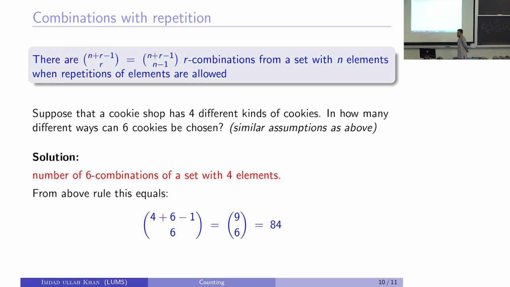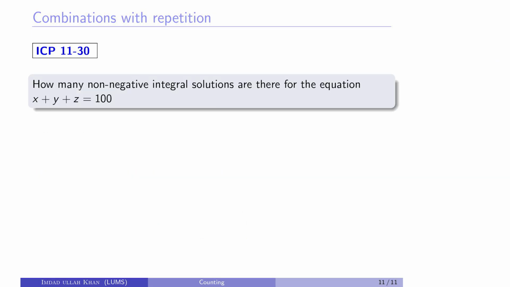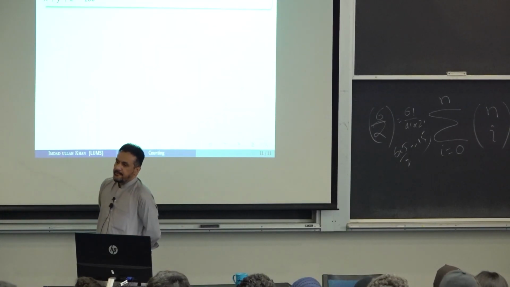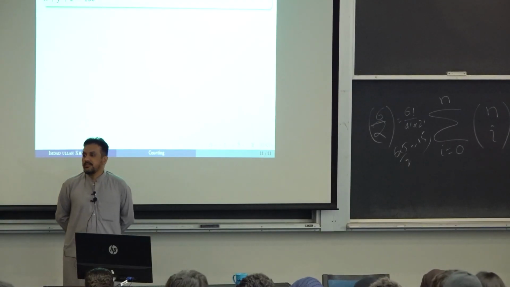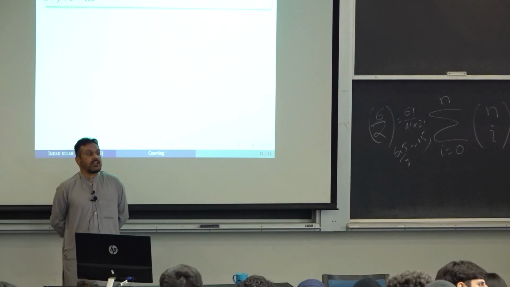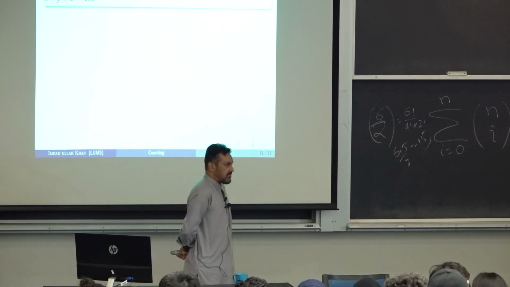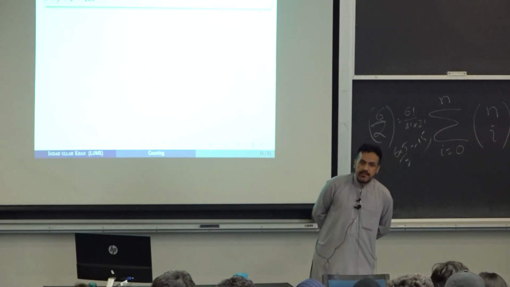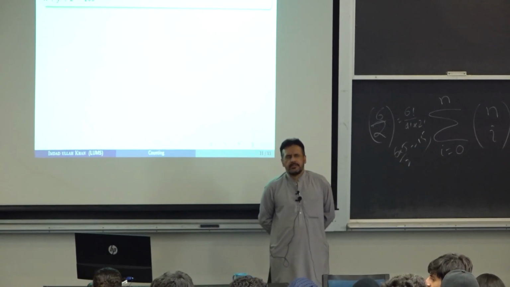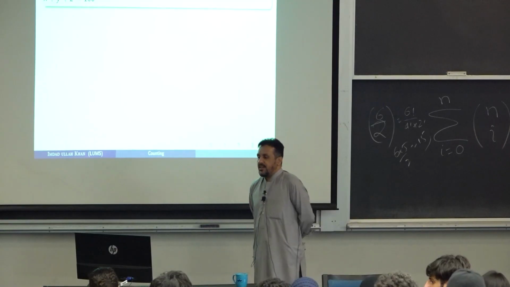Okay, here is the last slide and the last question. How many non-negative integral solutions are there for the equation x plus y plus z equals 100? Get ready. You got them? Can you split up? x plus y plus z equals 100.